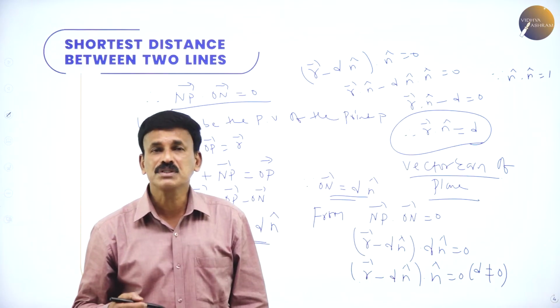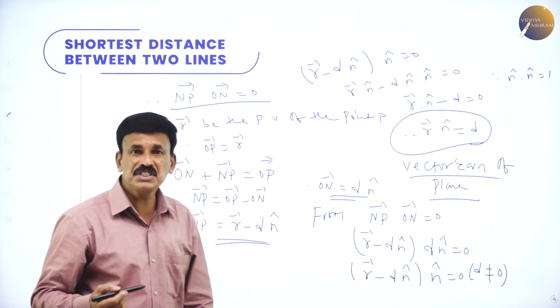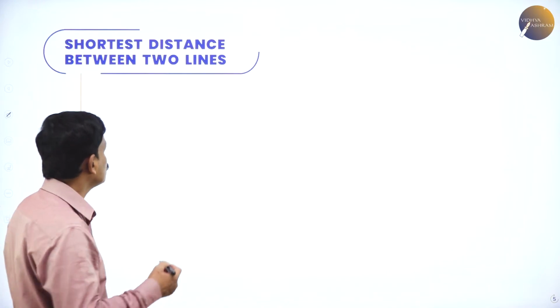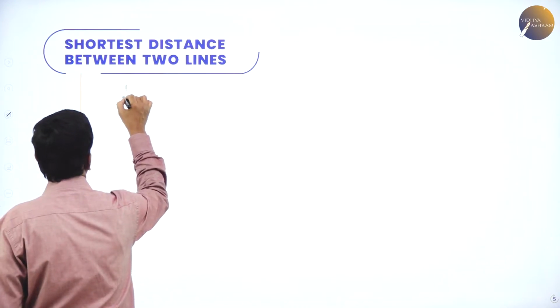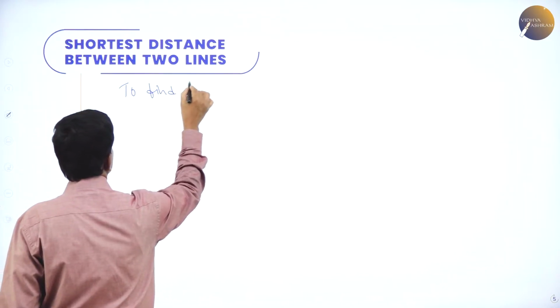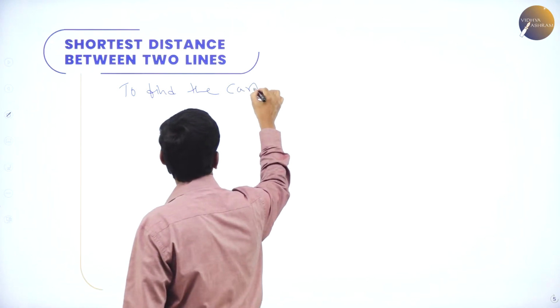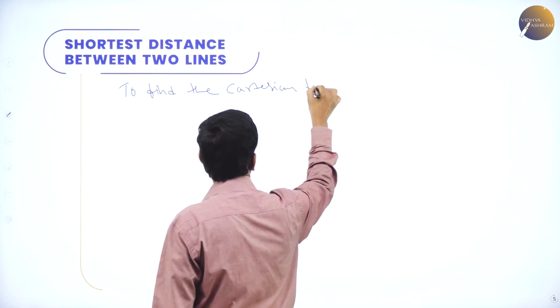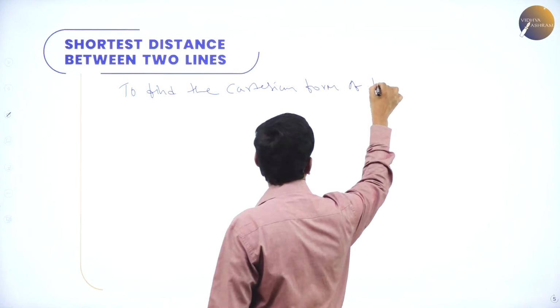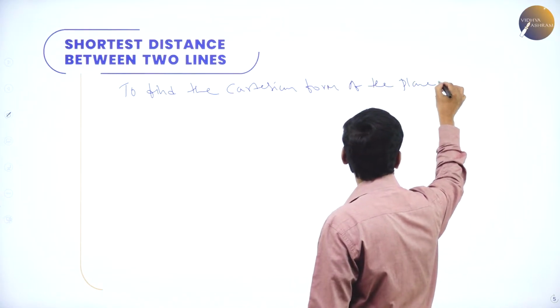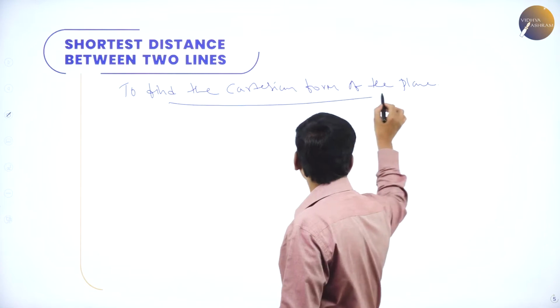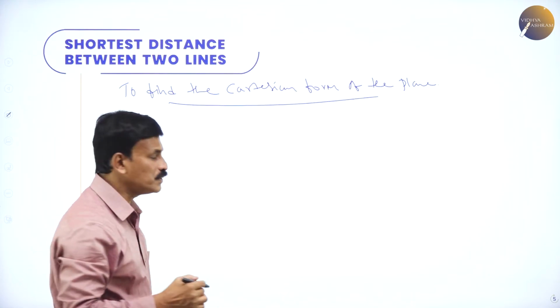Now let us come to the second part, the Cartesian equation of this plane. To find the Cartesian form of the plane, let R be the position vector of the point P.